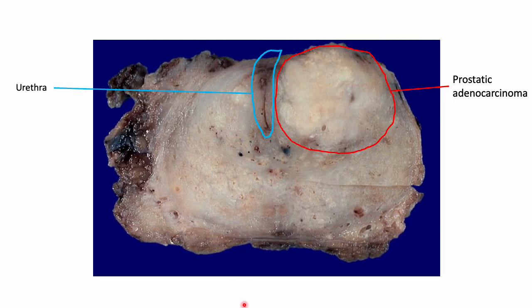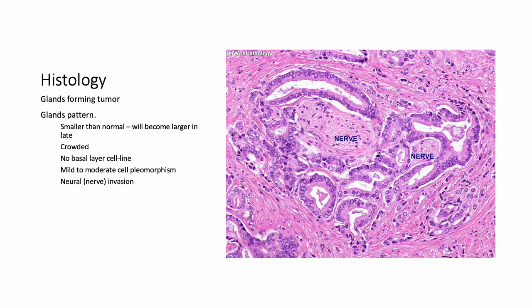Again, here is the close-up picture. Because the urethra becomes slit-like like this, the patient comes with the symptoms of urinary retention and also urgency, frequency, and all those things.